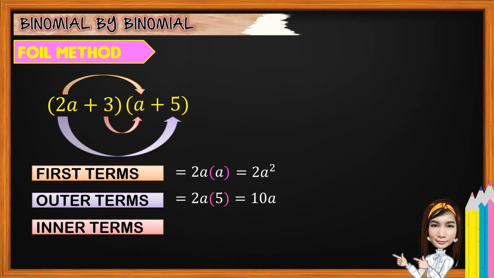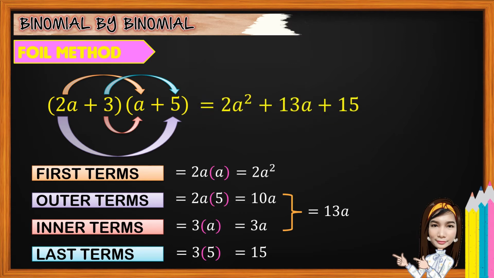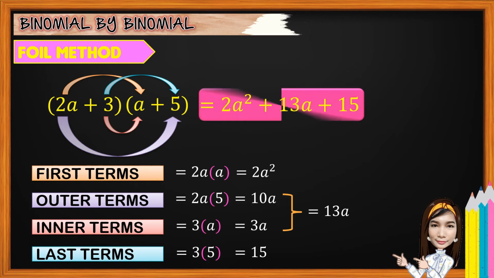Multiply the inner terms, we have 3 times a, and that is equal to 3a. Multiply the last terms, we have 3 times 5, and that is equal to 15. Then combine similar terms. 10a plus 3a is equal to 13a. Then write the product obtained. We have 2a squared plus 13a plus 15.